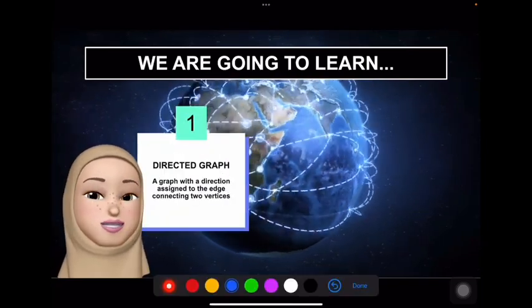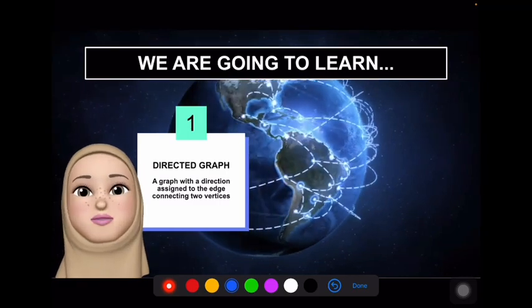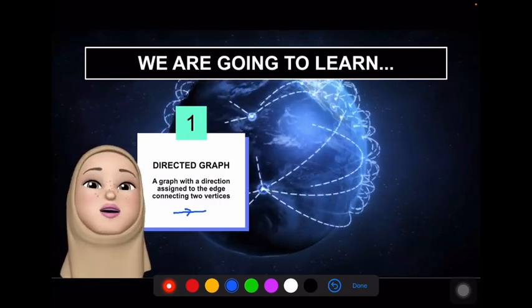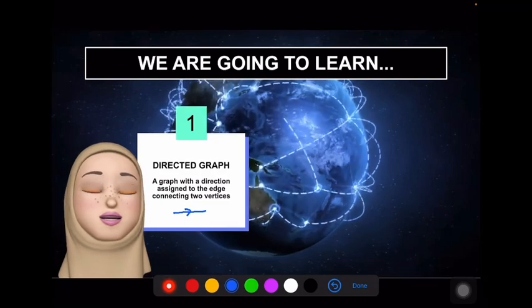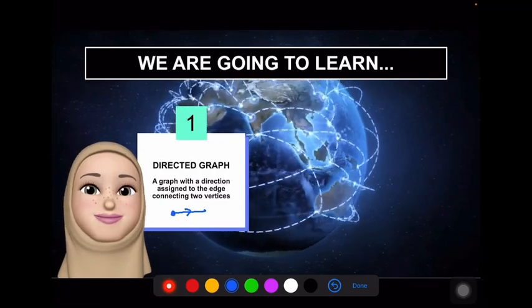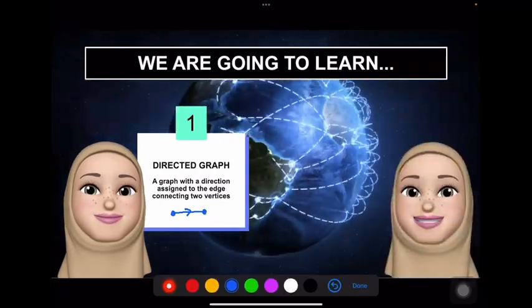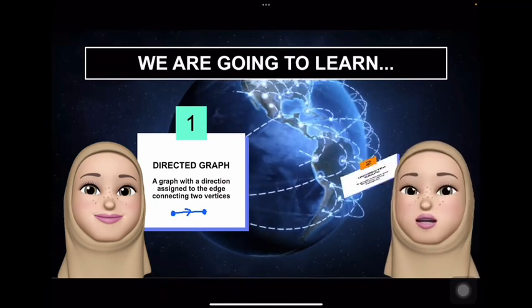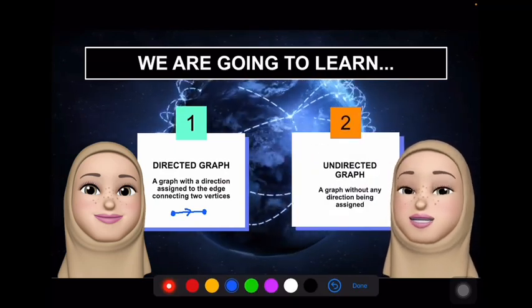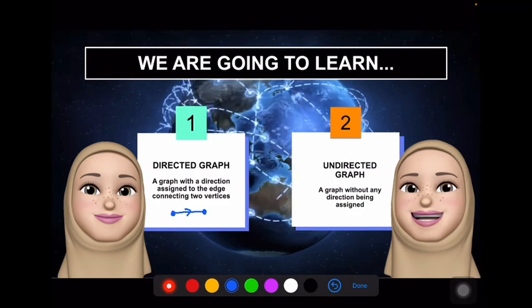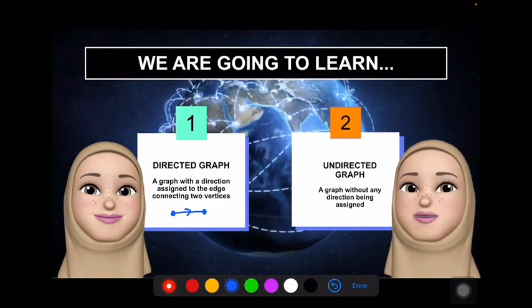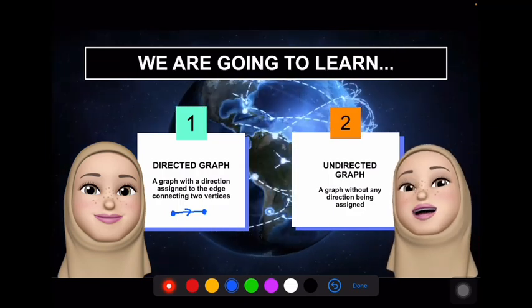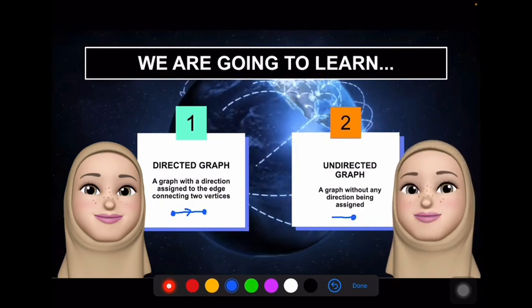So, what is a directed graph? Directed graph actually is a graph with a direction assigned to the edge connecting two vertices. And secondly, we are going to learn about undirected graph. So what is undirected graph? Undirected graph is a graph without any direction being assigned.